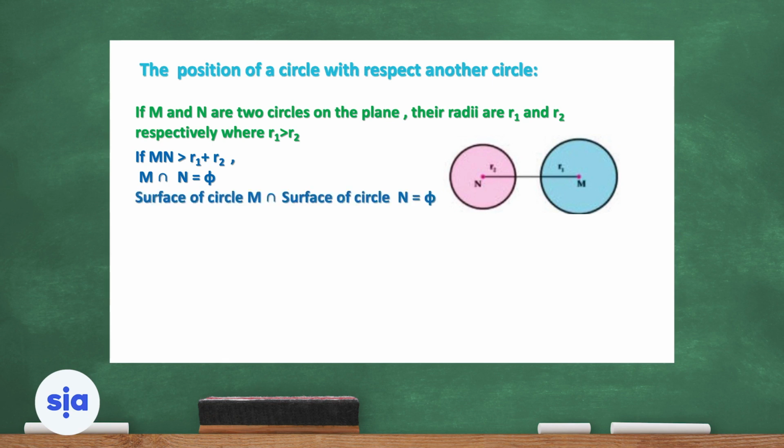So the intersection is phi. So the intersection between surface M and surface N is also phi. So the surface of circle M intersects the surface of circle N with no intersection. If there is no intersection, it's phi. So these two circles are at a distance from each other.